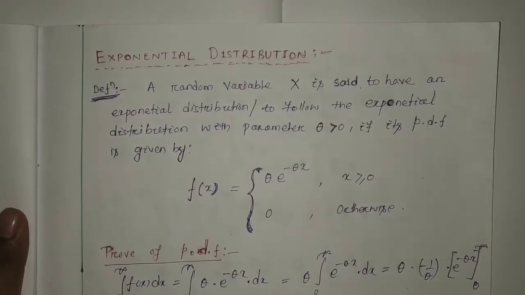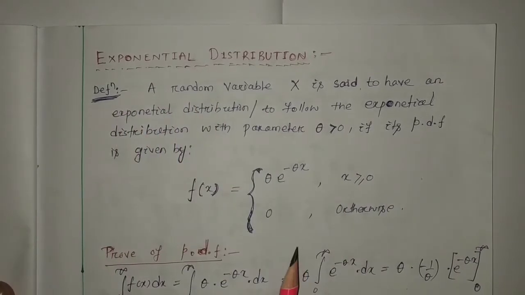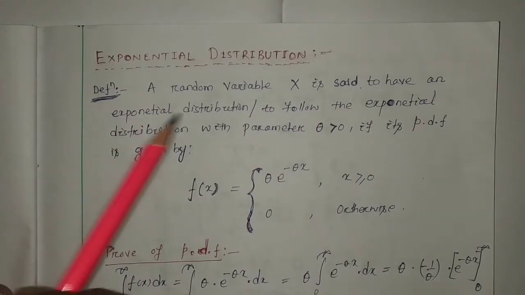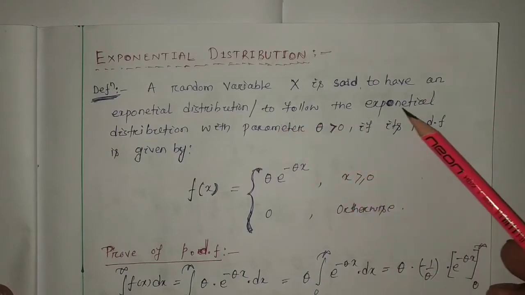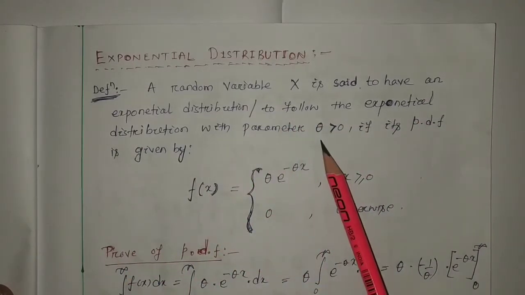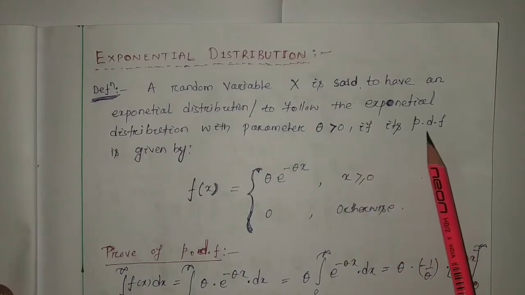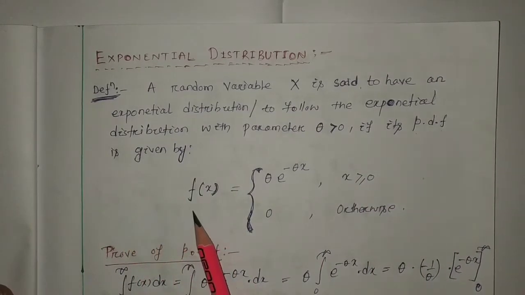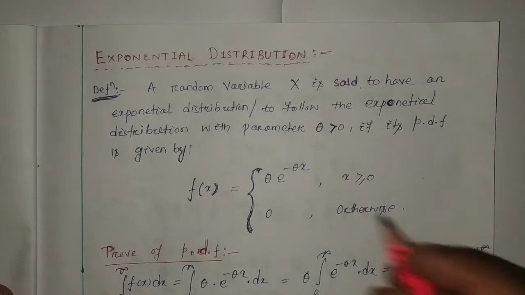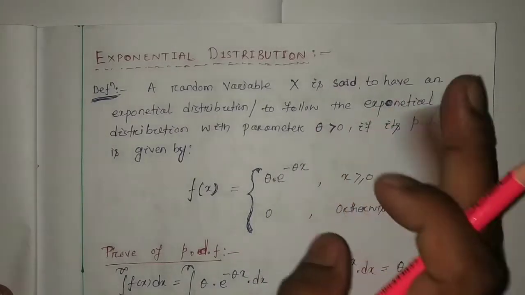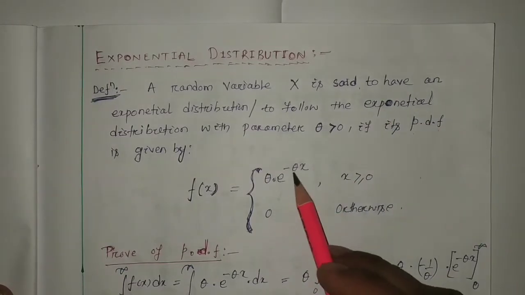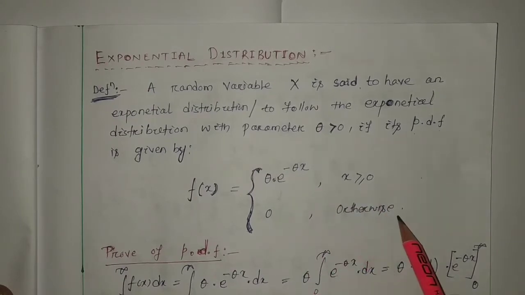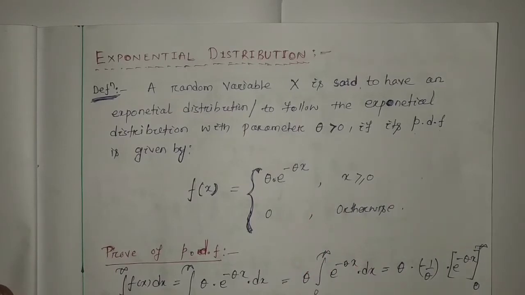So this is the definition of the exponential distribution: a random variable x is said to have an exponential distribution, or to follow the exponential distribution, with parameter theta greater than 0 if its PDF, that is its probability density function, is given by f(x) equal to theta into e to the power minus theta x for x greater than or equal to 0, and 0 otherwise. This is the definition of the PDF of the exponential distribution.